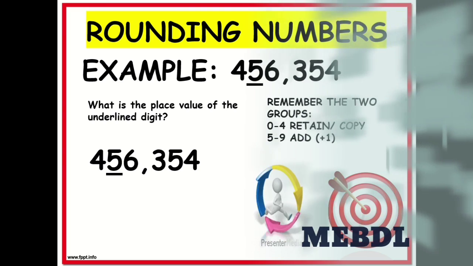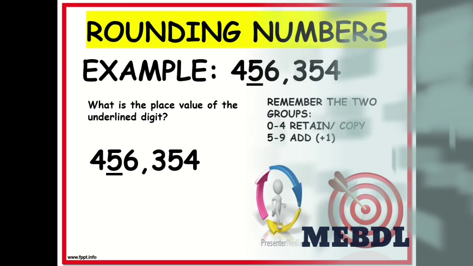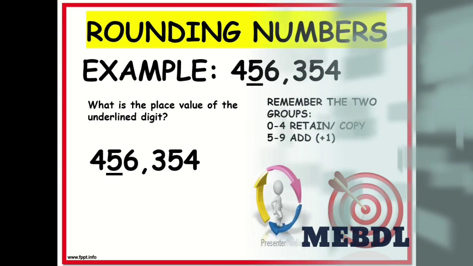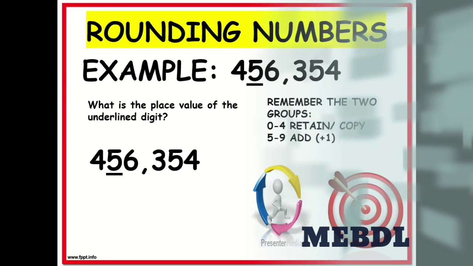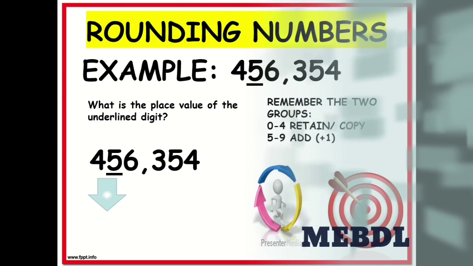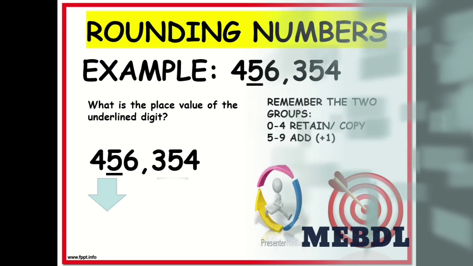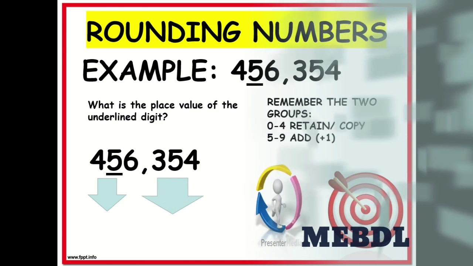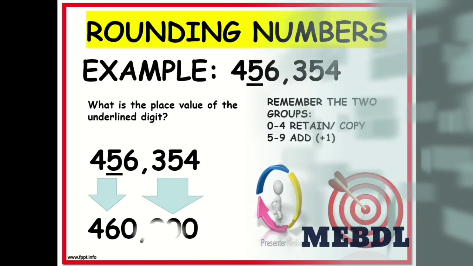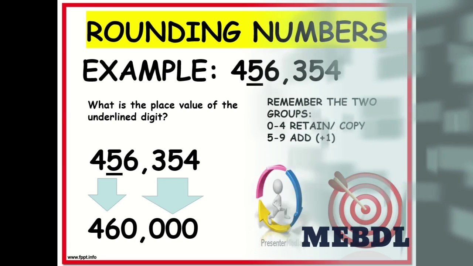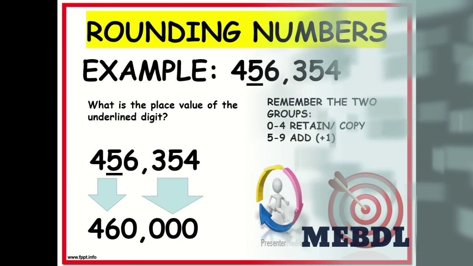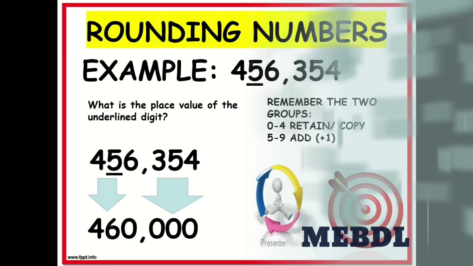456,354. The digit to its right side is 6. 6 belongs to the 5 to 9 group. Copy 4. 5 becomes 6. And all numbers that come after will become 0.